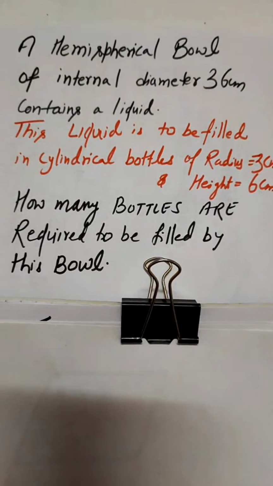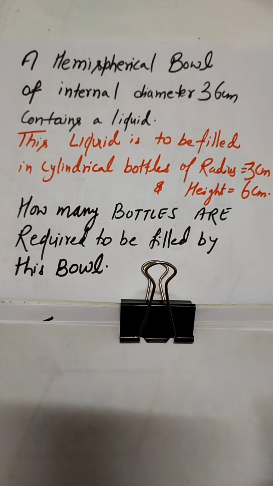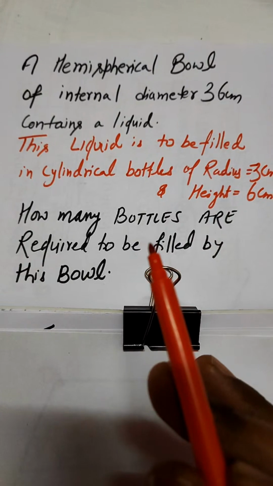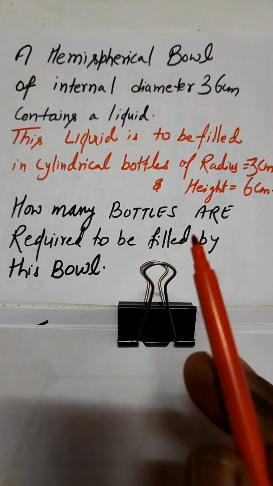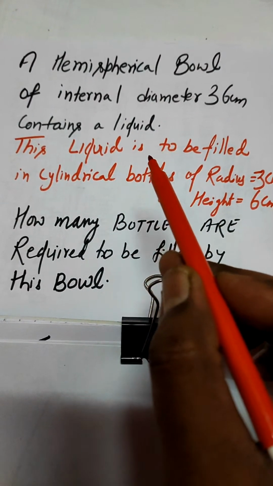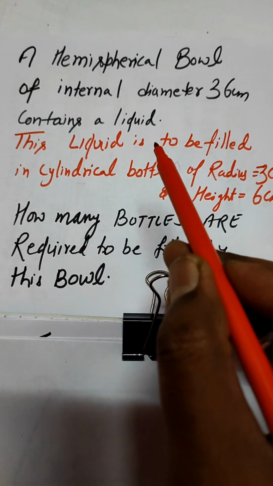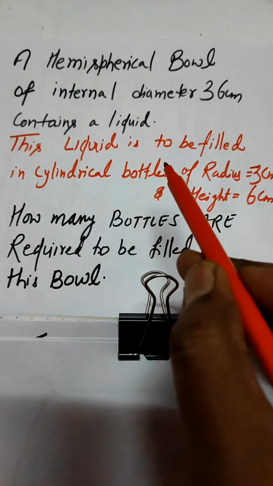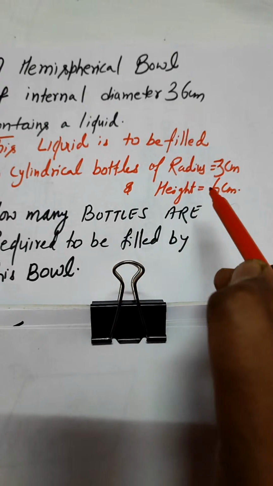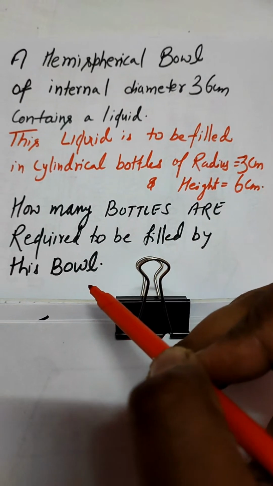Okay, so today we will solve one question of mensuration, where the question is given like this: a hemispherical bowl is given whose internal diameter is 36 centimeter, which contains a liquid, and that liquid is to be filled in cylindrical bottles of radius 3 centimeter, height 6 centimeter. How many bottles are required to be filled by this bowl?